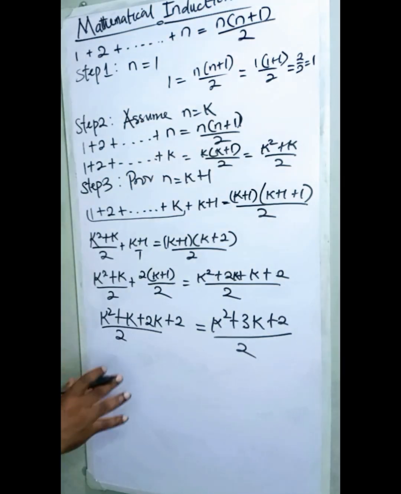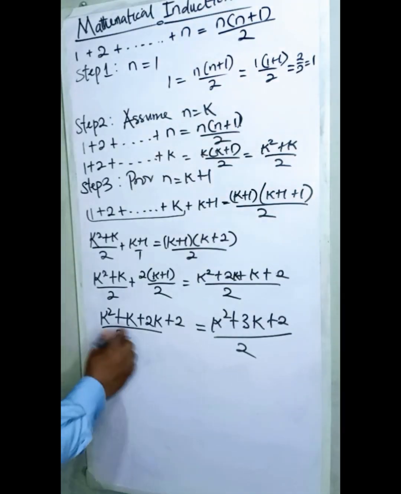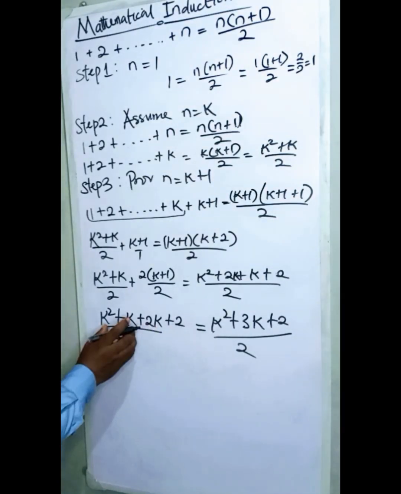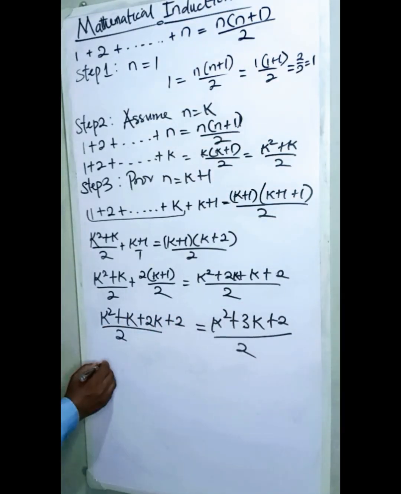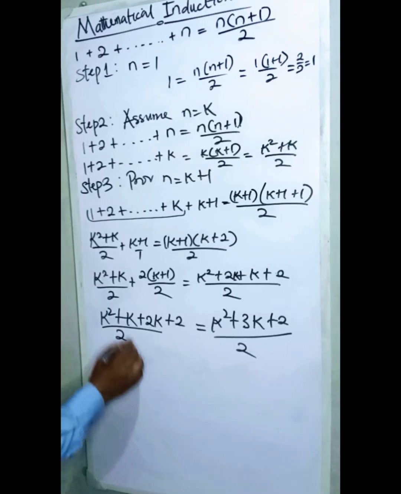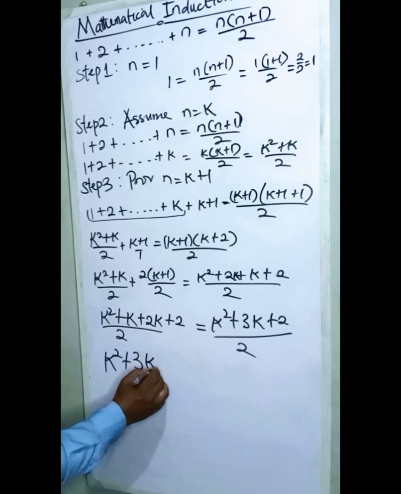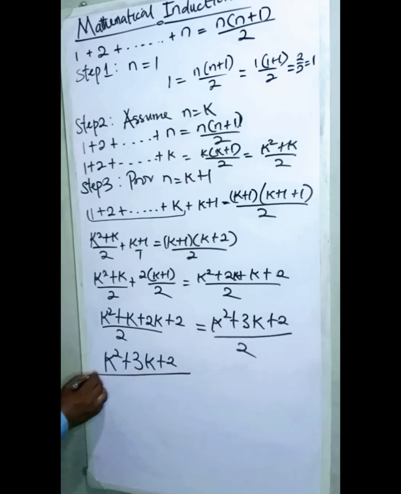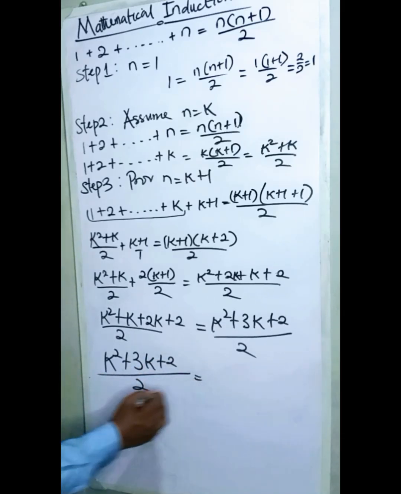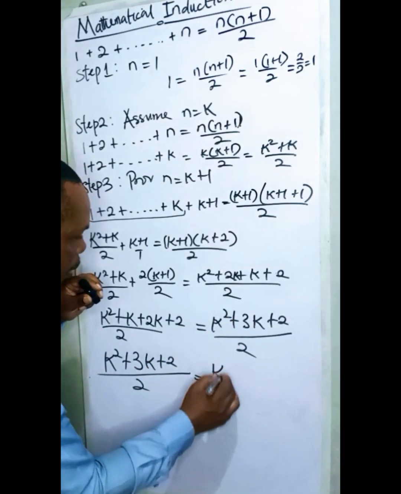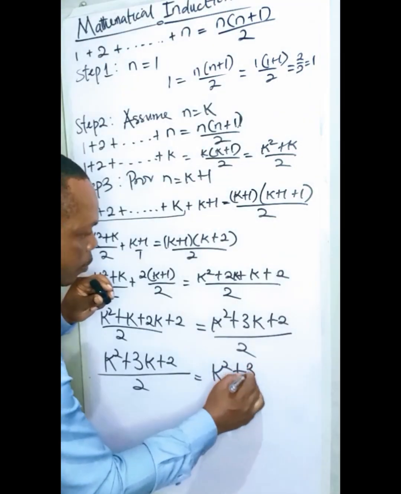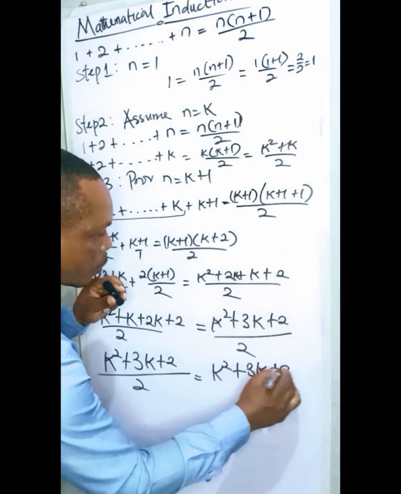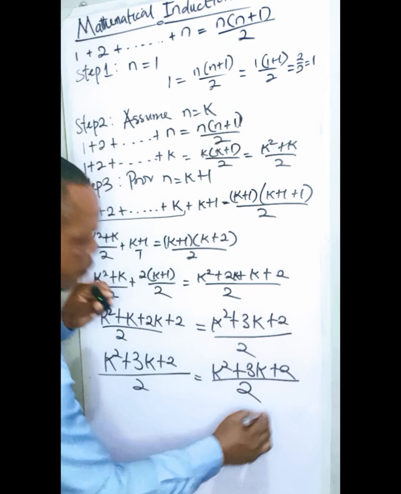The idea, don't forget, is that we want to make sure that the left-hand side of this equation is the same as the right-hand side of the equation. So now let's simplify this. Let's see if what we have here will be equals to what we have there. So we're going to have K squared plus 3K, that's K plus 2K is 3K, plus 2 all over 2, equals to, bring down everything we have here, K squared plus 3K plus 2 all over 2.